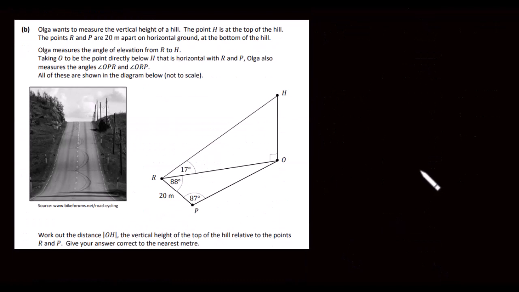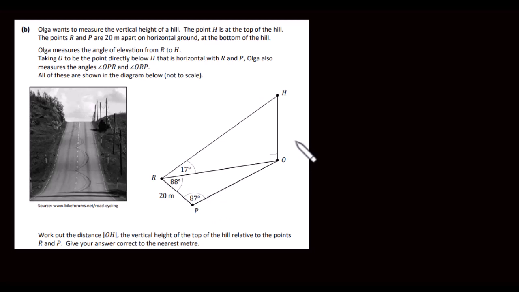Olga wants to measure the vertical height of a hill. The point H is the top of the hill. The points O and P, these two here, are 20 meters apart on horizontal ground at the bottom of the hill. Olga measures the angle of elevation from O to H as 17 degrees here, taking O as being the point directly below H that is horizontal with O and P. Olga also measures the angles OPR and ORP, these two angles here, we have those. All of these are shown in the diagram below, not to scale.